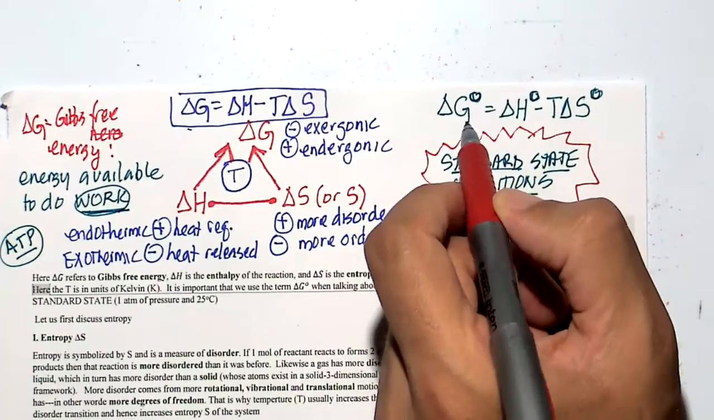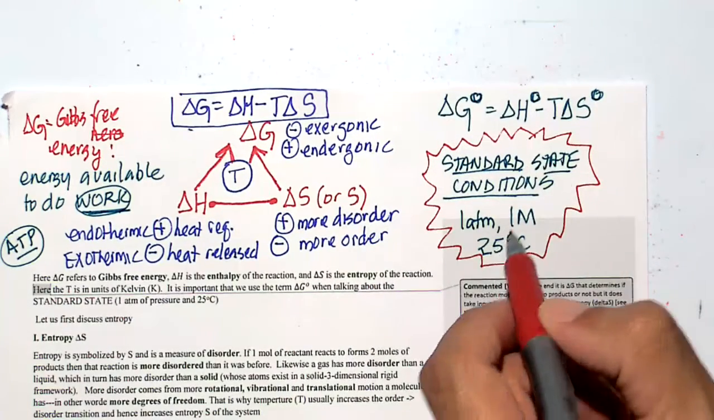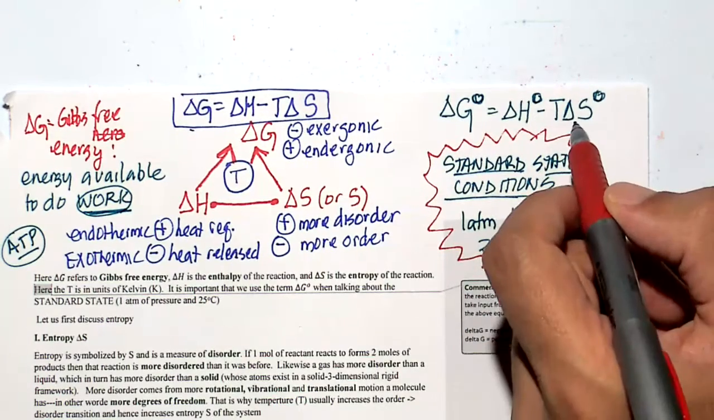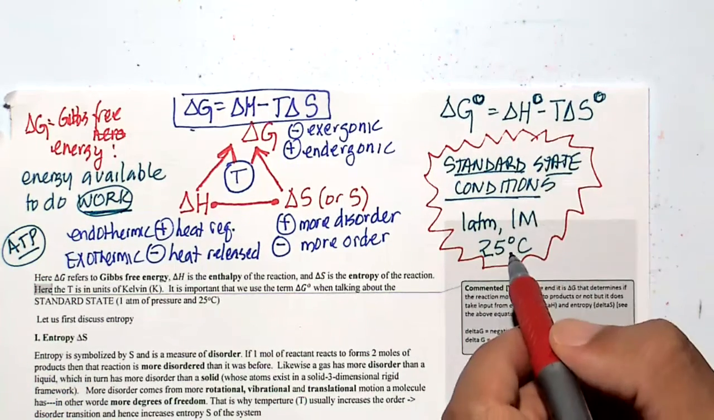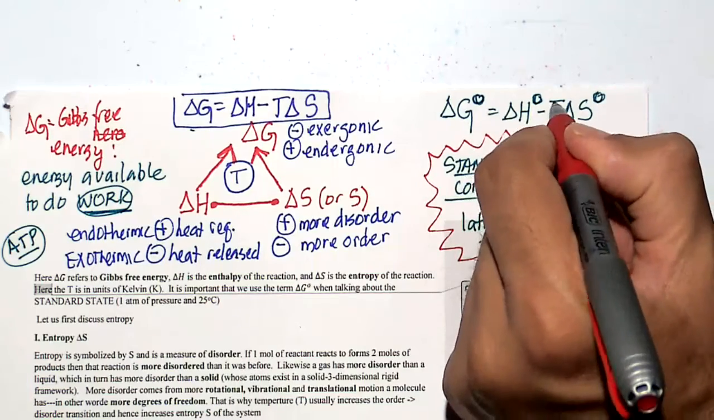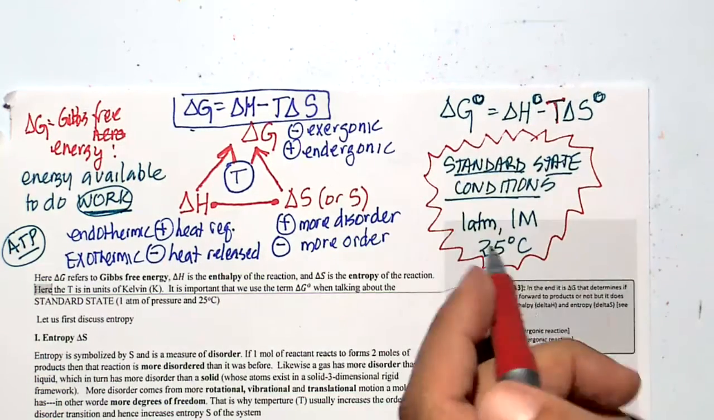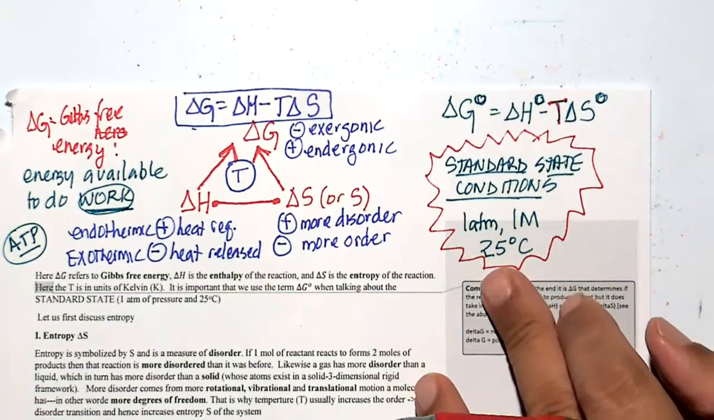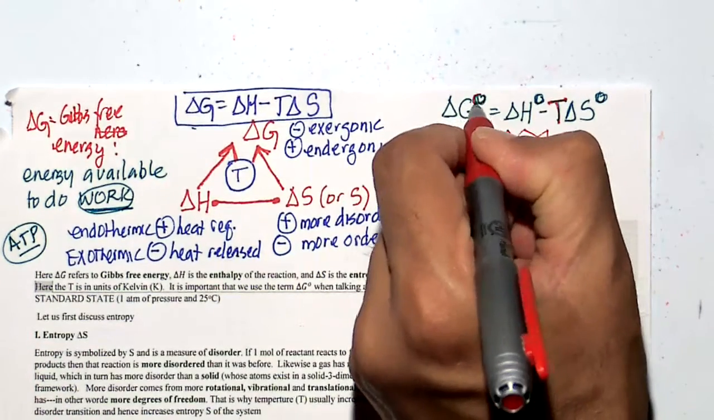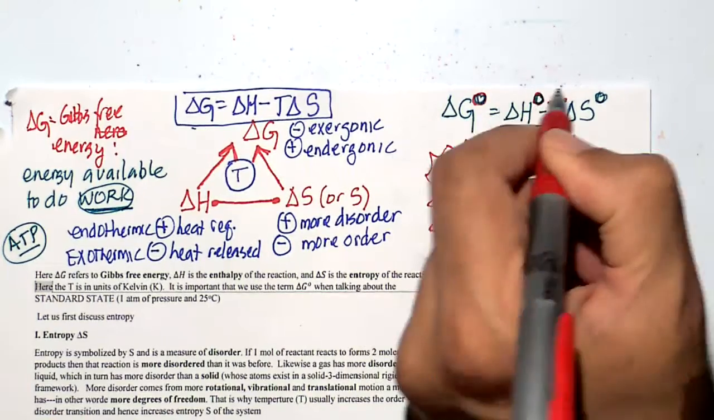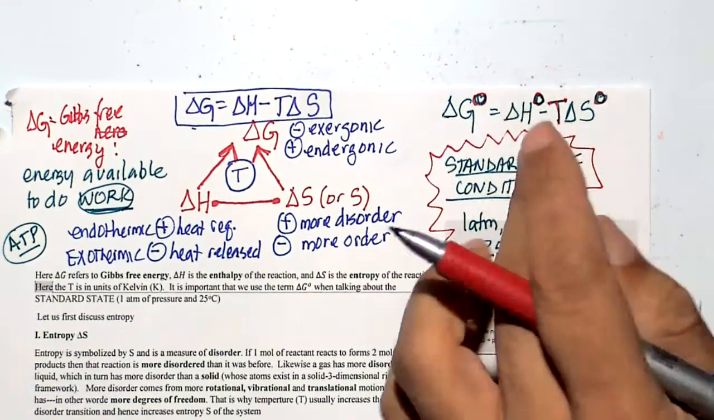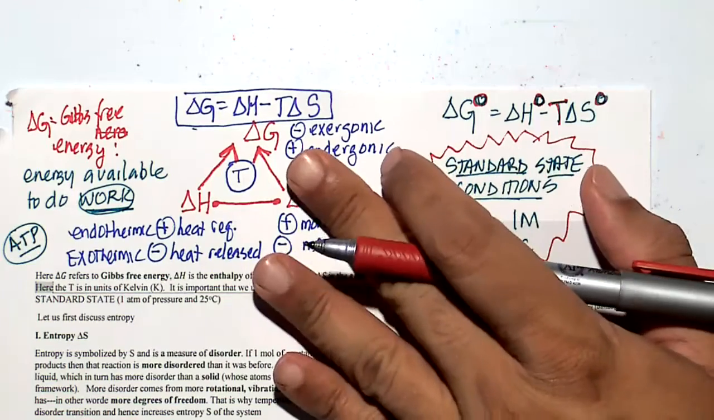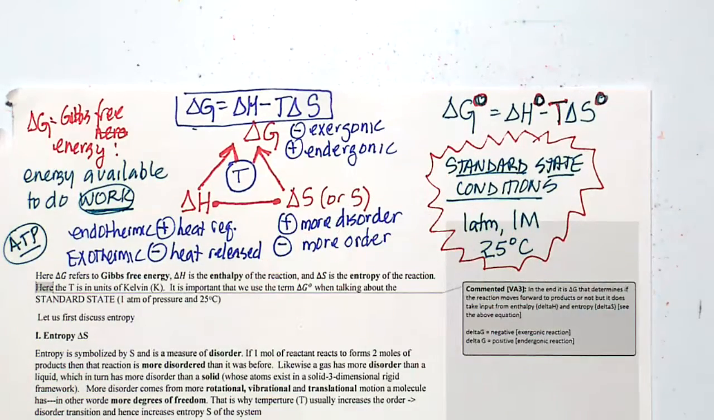And if you're measuring delta G at these conditions, or if you're measuring delta H of a reaction under these conditions, or if you're measuring delta S of a reaction under these conditions, the temperature here is 25 degrees. If you're measuring it under any of these conditions at this temperature, that's standard state. So that's called delta G naught, delta H naught, delta S naught. We look at these values at the back of the book or some internet source.